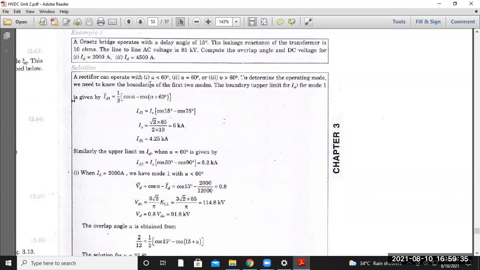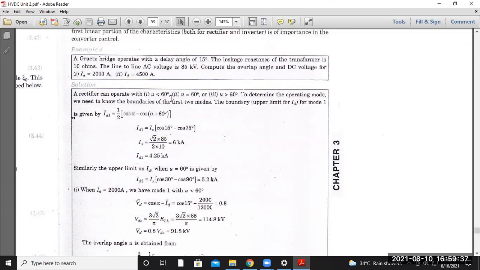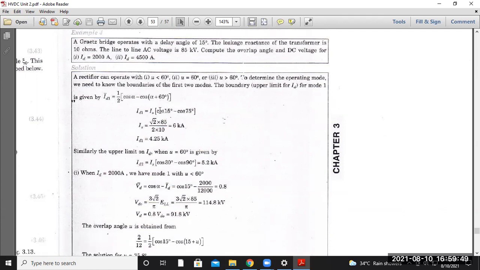It is written, a rectifier can operate when mu is less than 60 degree, or mu equal to 60 degree, or mu greater than 60 degree. That means the operation of the rectifier is of three modes. To determine the operating mode, we need to know the boundaries of the first two modes. Now we have to calculate the boundaries using the equations.